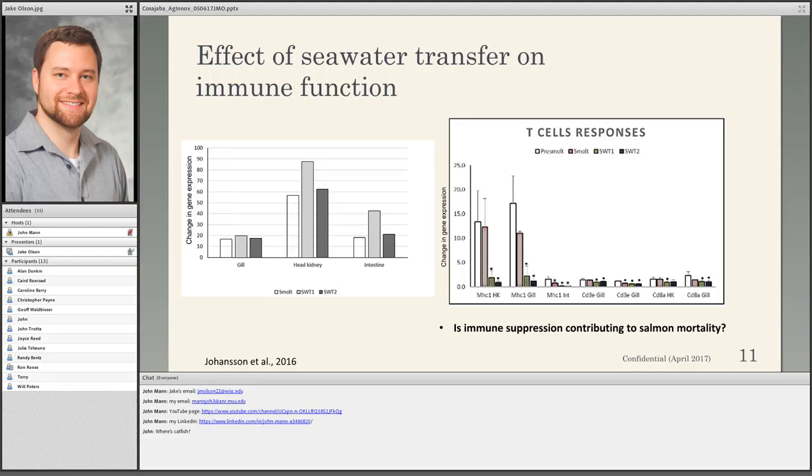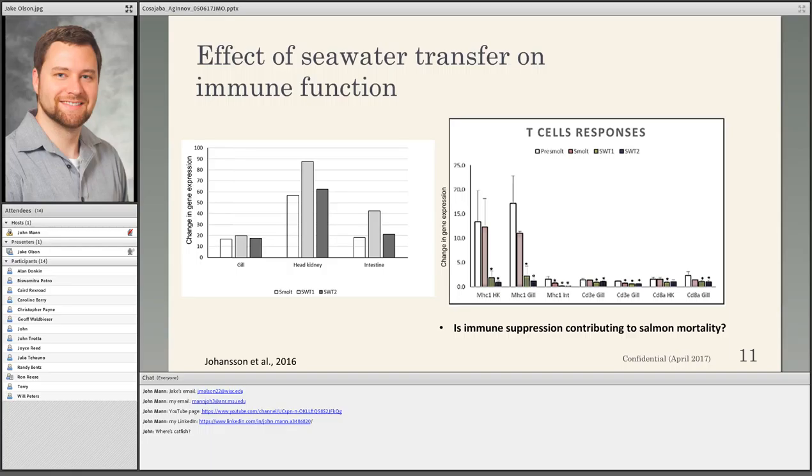Another study that recently came out that I found very interesting, this group looked at gene expression changes in a couple of tissues in smolting salmon and also salmon that were recently transferred to seawater. So the figure on the left, seawater transfer one is 1 week after the seawater transfer they sampled.